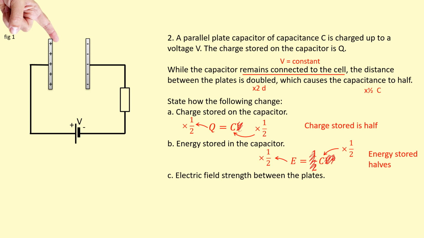Okay, finally the electric field strength, I'm going to use the equation E equals V over d. Just a reminder that this is not energy, this is electric field strength, which is potential difference, which is a constant, so rub that out. The distance between the plates is times 2, so that means the electric field strength is going to be half.